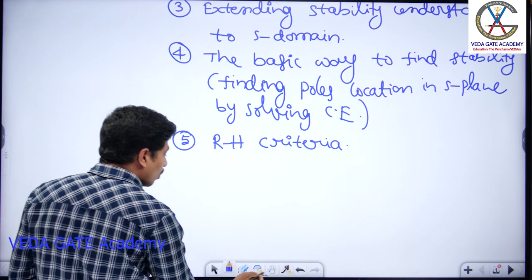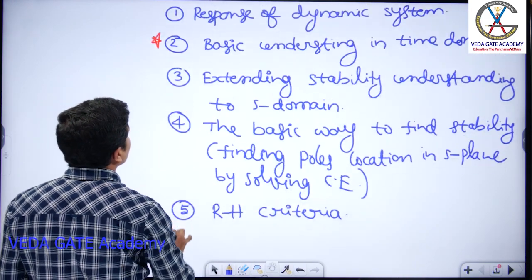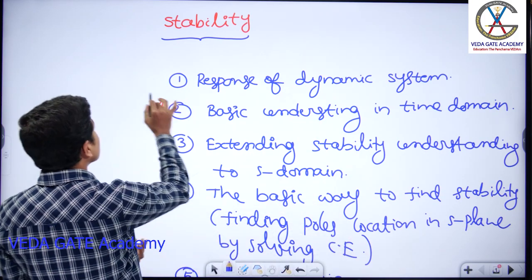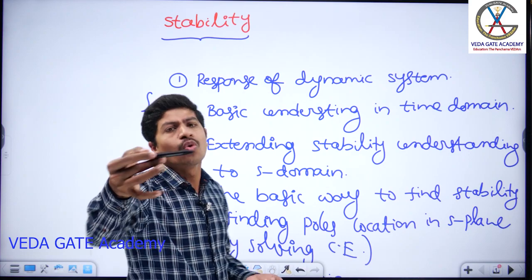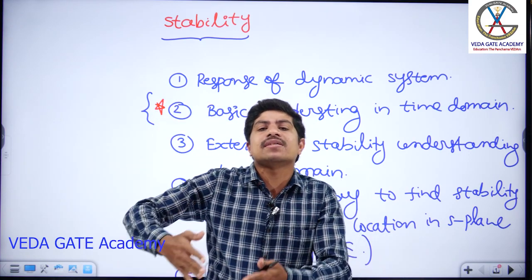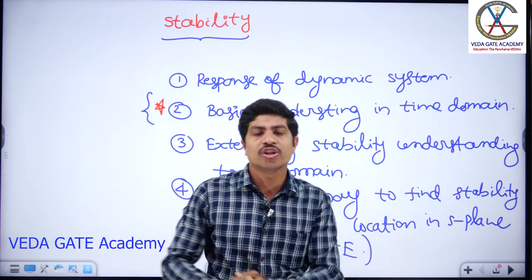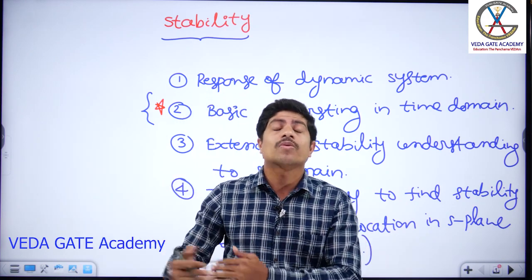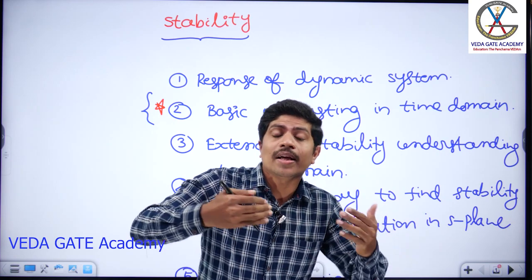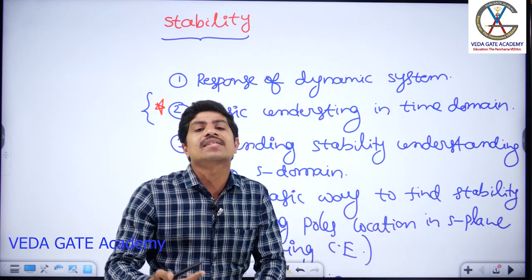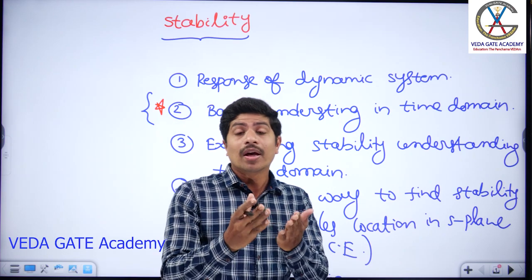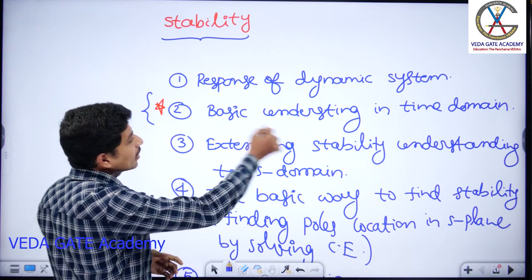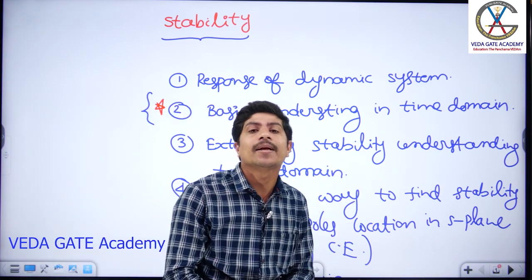Importantly, if you want to understand the complete picture of stability, the basic understanding of stability in time domain is very important. The entire stability discussion depends on pole locations. Completely, the stability discussion is done by using pole locations. Why are only poles taken into consideration while discussing stability? For this, we are going to give some good explanation. Understanding the stability in time domain is very, very important.